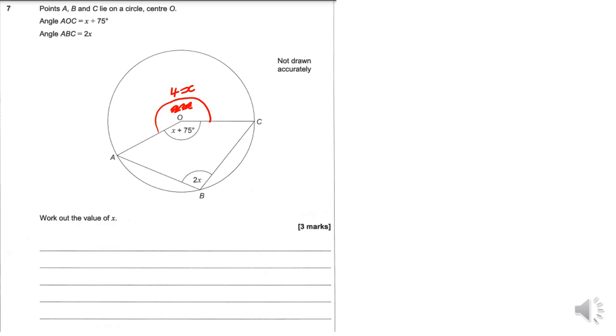Then we can figure everything out because we know that 5x plus 75 equals 360. And then it becomes a really simple linear equation once again. So we take the 75, get 5x equals 285, I think. And then divide by 5, you get 57.